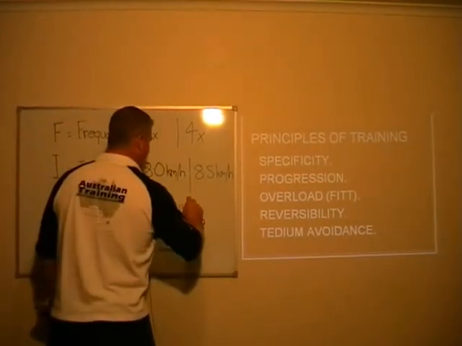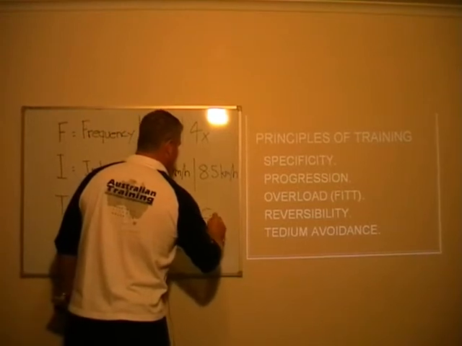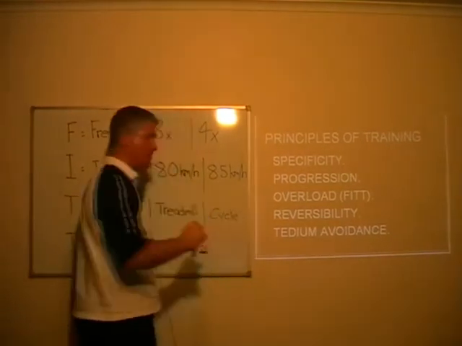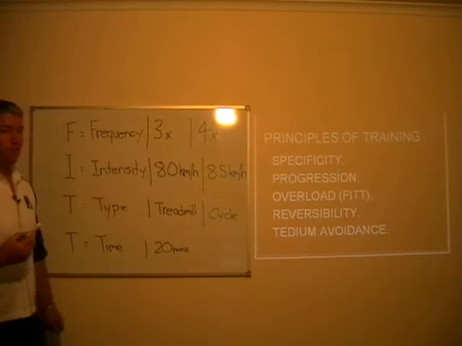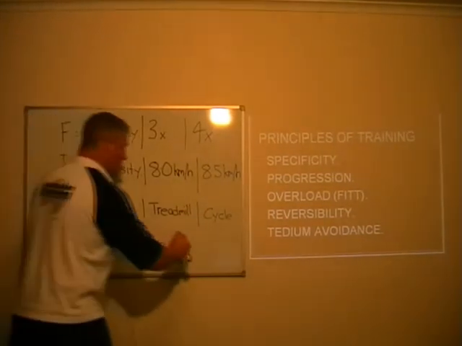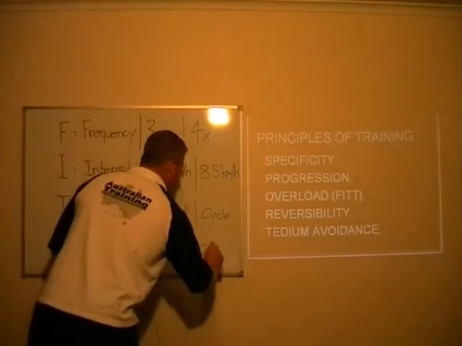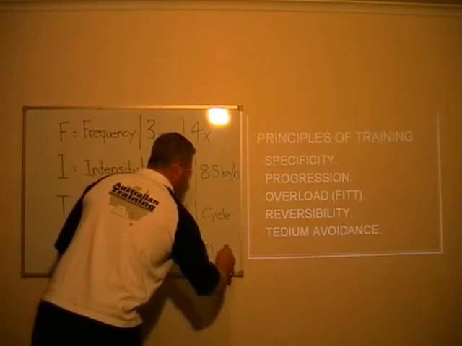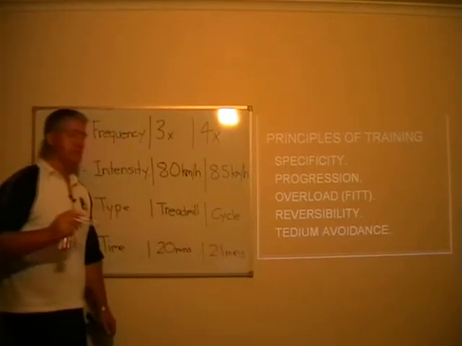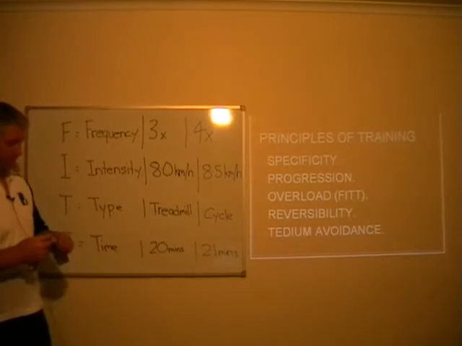We can go from a treadmill to a bike. Changing the mode of an exercise is a form of progressive overload. And of course, we can increase the amount of time that we actually do the activity. So we can go from 20 minutes to 21 minutes.